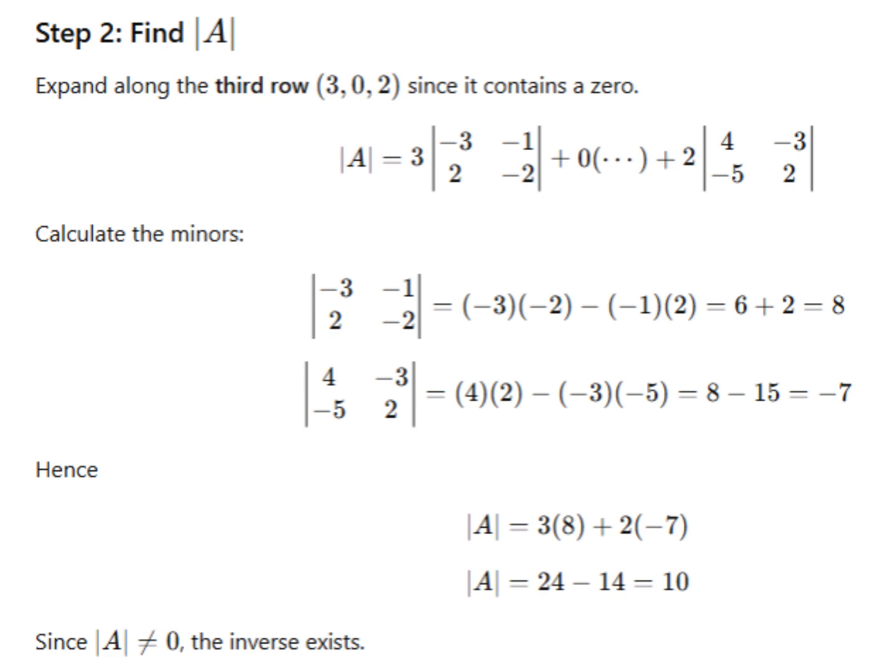4 times 2 minus -5 times -3, giving us -7. Putting it all together, 3 times 8 plus 2 times -7 equals 24 minus 14. Our determinant is 10. Keep this number in mind. We will need it very soon.